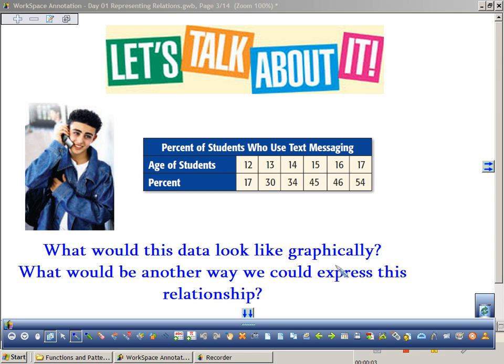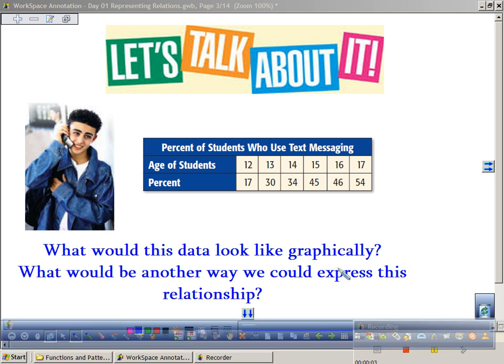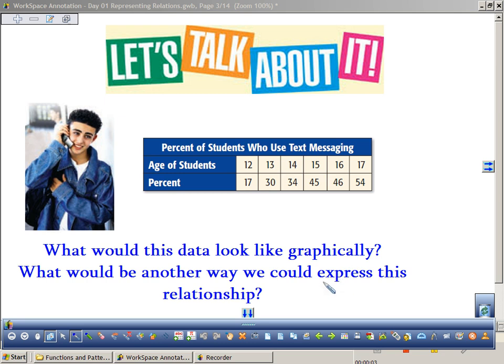What would this data look like graphically? Think about it. Why? Yeah, as your age increases, the percentages go up of you being able to text, correct? So this graph would look like what, Matt? I would put it in the line graph. Okay. So it would be increasing. That's what I'm trying to get at. I think that's what you guys were saying, right? It would be increasing. Okay, what would be another way we could express this relationship?